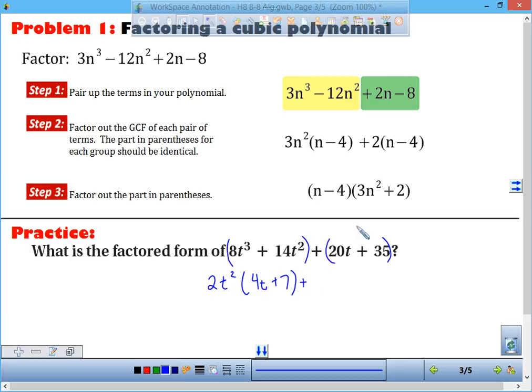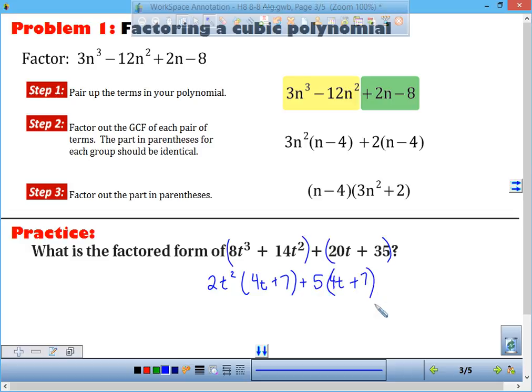Okay, plus, now we have to find the GCF of the second group. Well, between 20 and 35, the GCF will be 5. And then what is left? Well, 4t, because 20 divided by 5 is 4. And then there's a t there. And then 35 divided by 5 is 7.